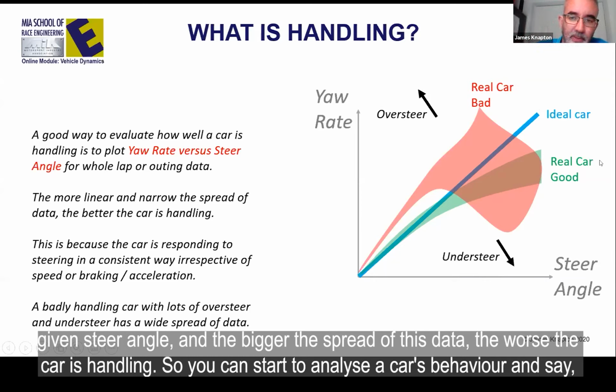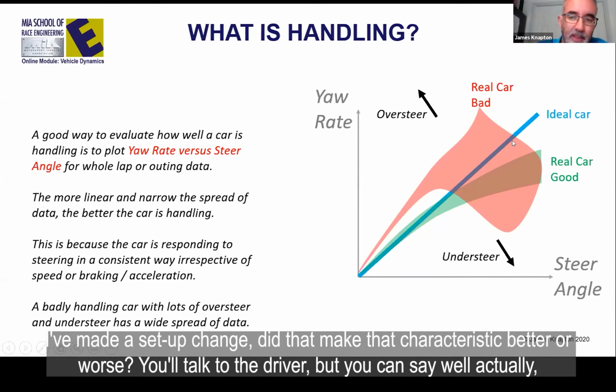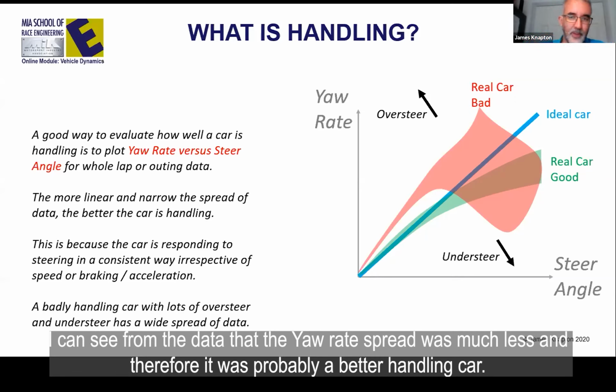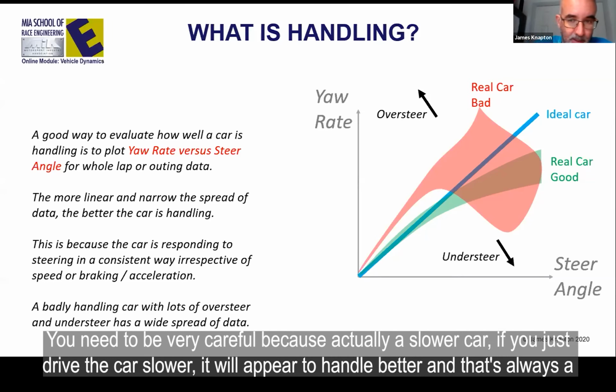So you can start to analyze a car's behavior and say, well, I've made a setup change. Did that make that characteristic better or worse? You'll talk to the driver, but you can say, well, actually, I can see from the data that the yaw rate spread was much less, and therefore it was probably a better handling car. You need to be very careful, because actually a slower car, if you just drive the car slower, it will appear to handle better. And that's always a difficult thing to ascertain.